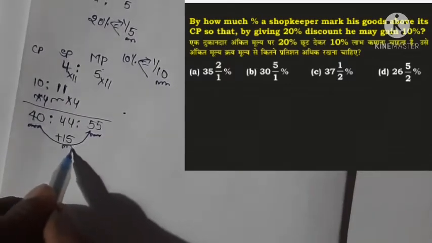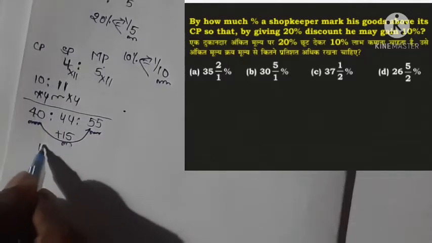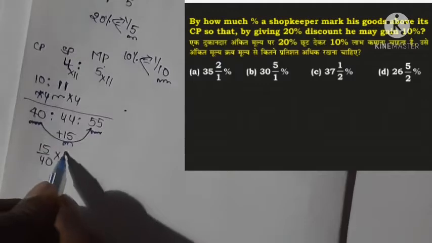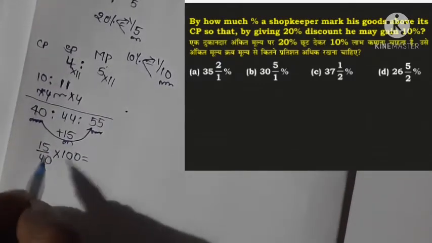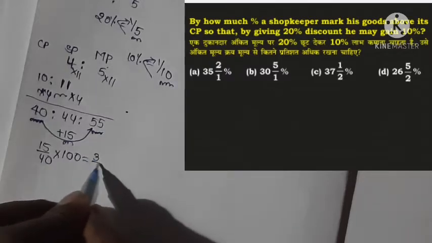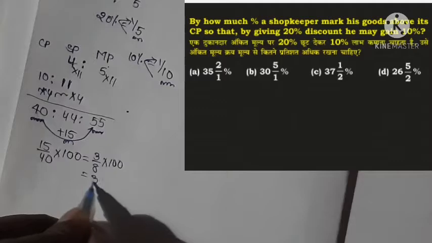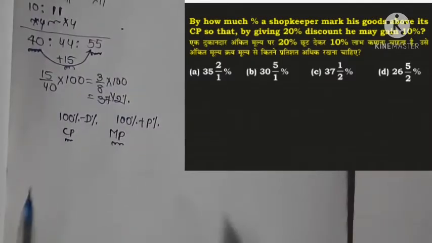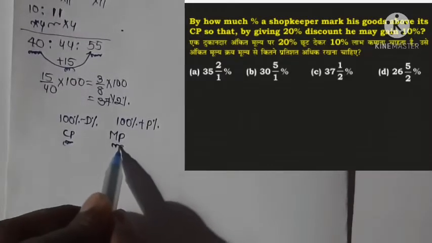So 15 for 40. So what is the value for 100? So 15 by 40 into 100. So the value is equal to 3 by 8, 3 by 8 into 100. So the value is equal to 37.5%.